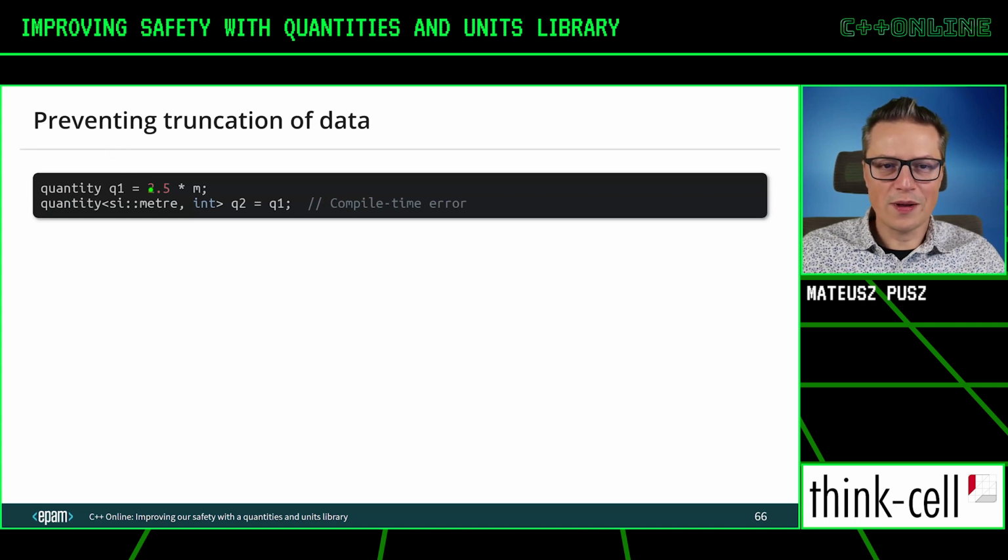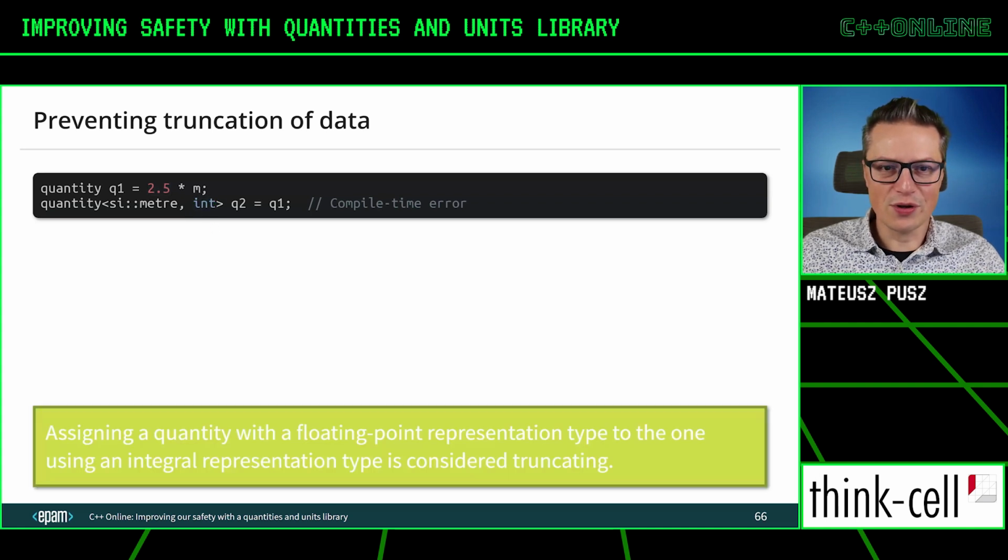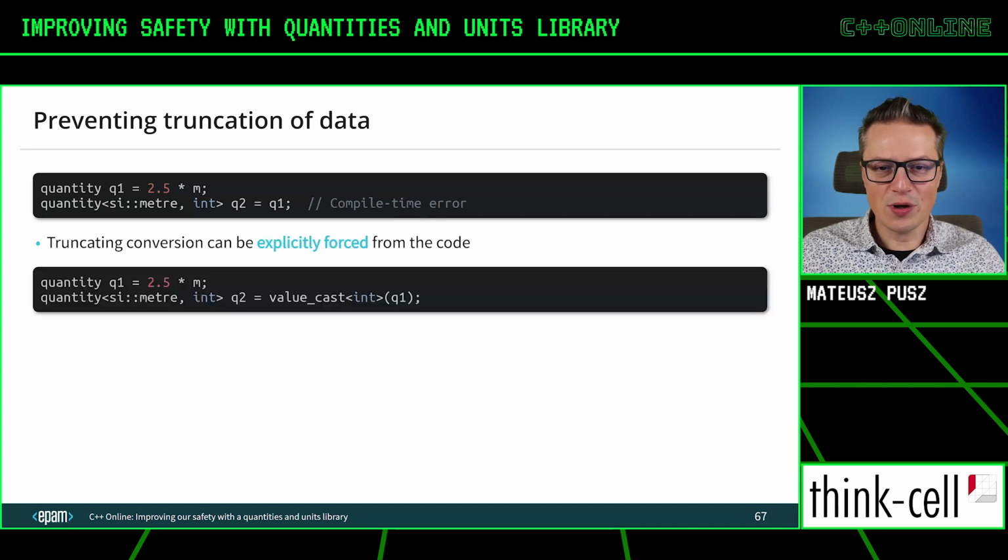Also, when you try to assign a quantity in floating point number to a quantity in integral number, then we get compile time errors again, right? Because this is considered truncating, and we don't want to truncate the value. Again, you can use value cast, and then you are safe. Well, safe, maybe not safe, but you are saying explicitly that this is what you want, and we are following your orders.